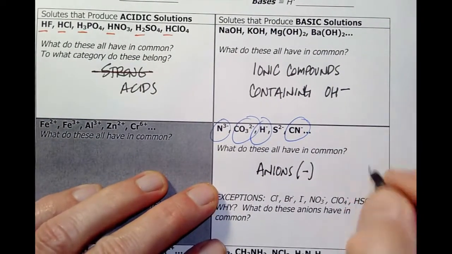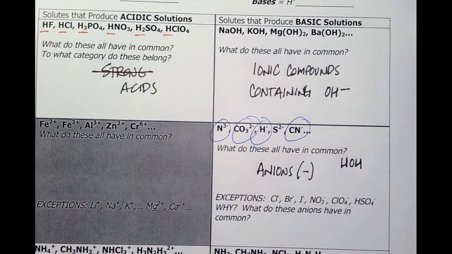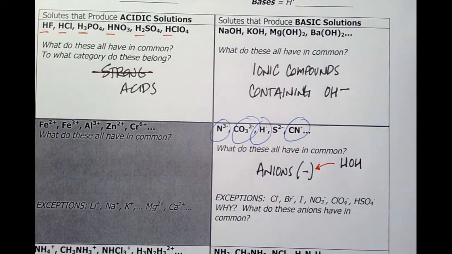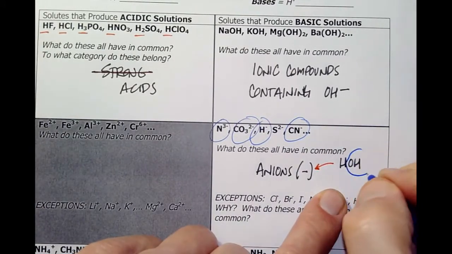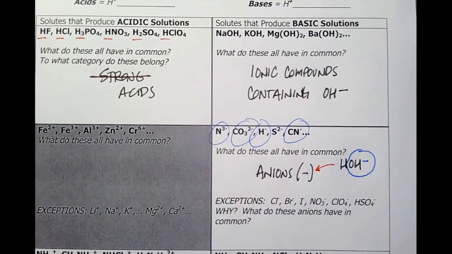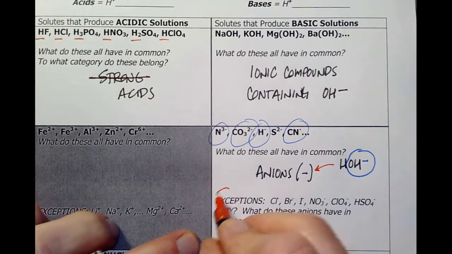Again, if there's a water molecule, HOH, anions tend to pull the H off, which leaves hydroxide behind. So most anions produce basic solutions in water. If I see an anion, I should think it's likely that that is going to produce a basic solution in water. Now, there are a handful of exceptions here.